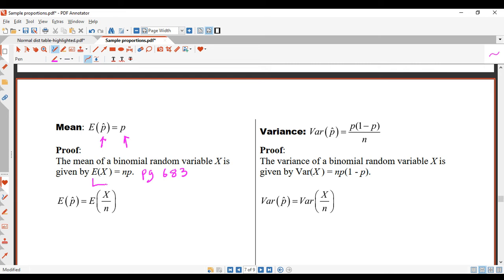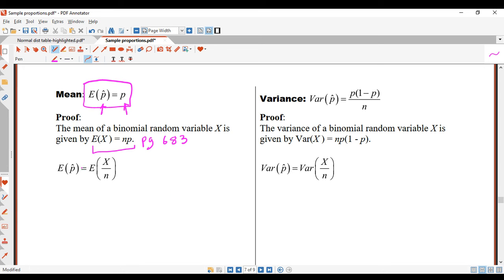On page 683, we proved that the expected value for the binomial random variable x is np. Now what we're going to prove is this result here. We know the formula for sample proportion: x over n. So this is 1 over n times the expected value of x. Previously we proved that the expected value of x is np. The n cancels, and we get p. So we just proved that the expected value of the sample proportion is equal to p.